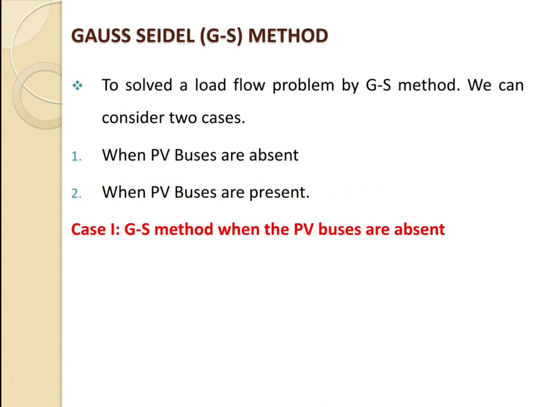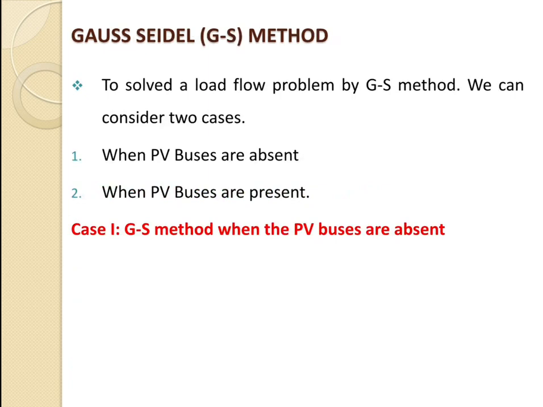Now we will go for the second method, the Gauss-Seidel method, which is also known as the GS method. This is one of the simplest iteration methods. This method is a modification of the Gauss iterative method, and this modification can reduce the number of iterations, which is the main aim of load flow studies. That's why we go for another method, the Gauss-Seidel method. It is suitable for the power flow study of small power systems.